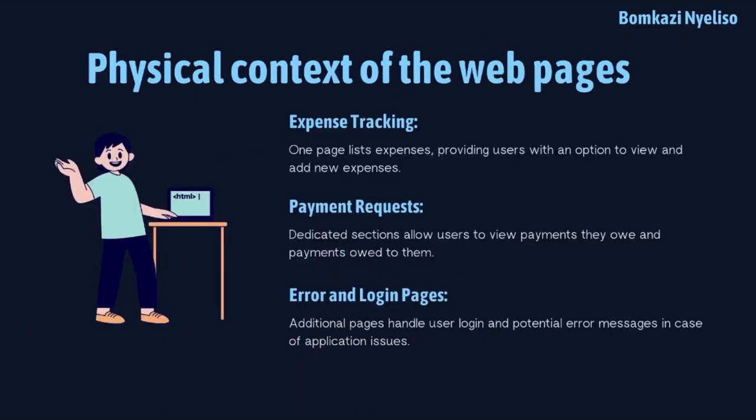And then I'll be moving on to outlining the physical context of the web pages. So the physical layout of the web pages reflects a user-friendly structure with separate sections dedicated to each task. So the expense tracking part: this page lists the expenses, providing users with an option to view and add new expenses.